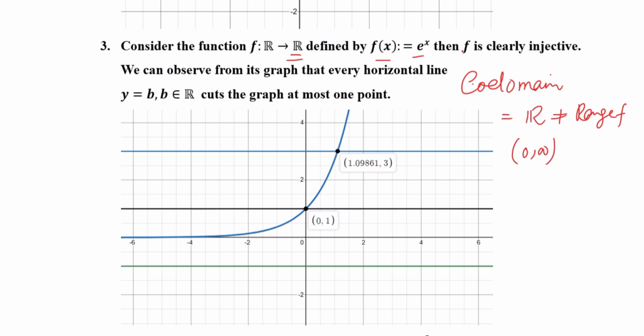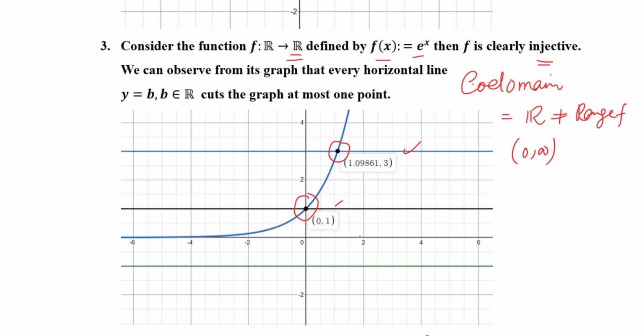So here, that's why this function is not a surjective function, but it is clearly injective, because if you draw every horizontal line, you will see every horizontal line cuts the graph at most 1 point. At most 1 point. Like this horizontal line cuts the graph at exactly this point. This black line again cuts the graph at exactly this point.